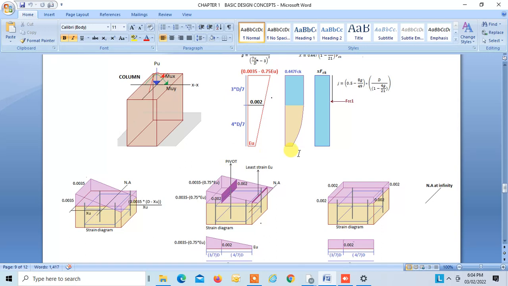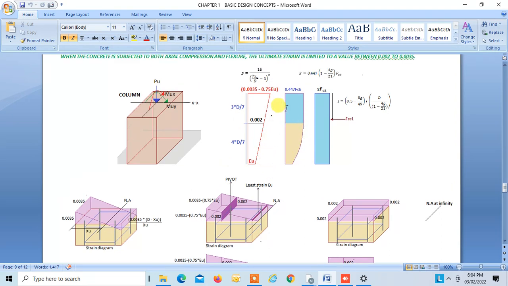As the neutral axis is outside the concrete section, you will have a design stress like this. This is 0.447 fck, but the code says that you can take an average stress diagram. Instead of 0.447 fck, you can take it as x fck.